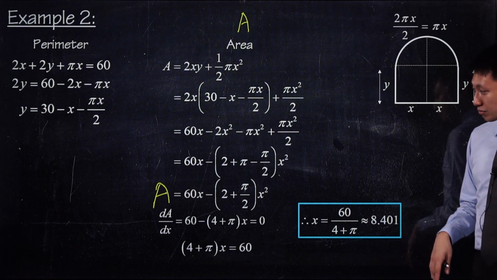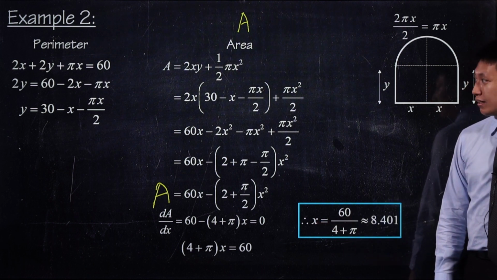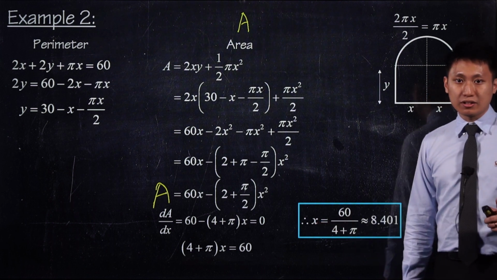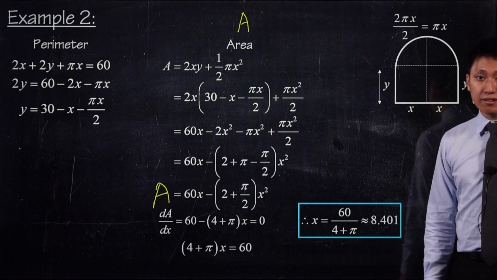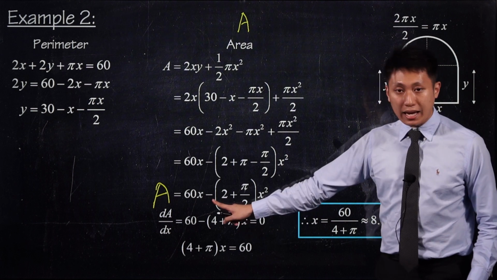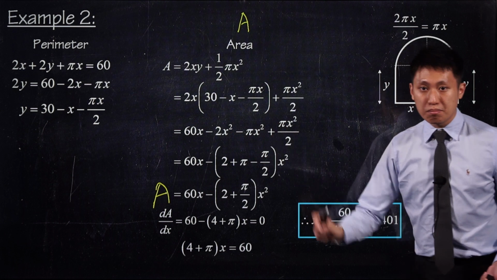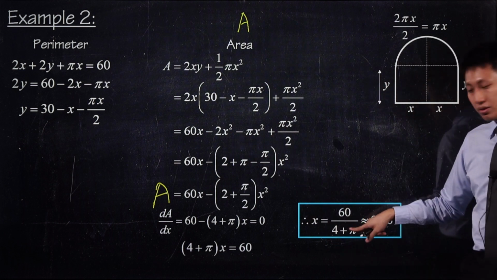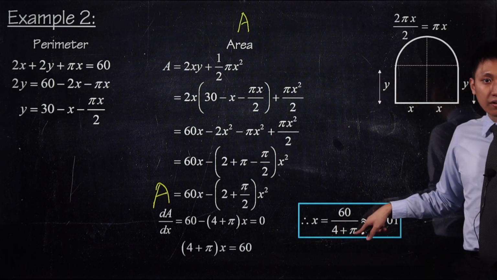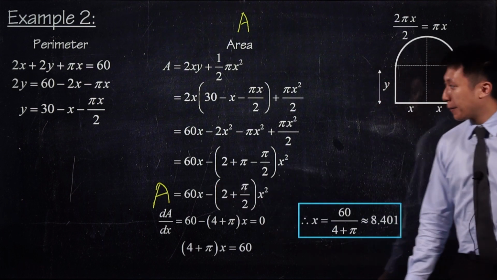All right, so what does it mean? You only find x, right? If you need to find the maximized area, then you have to sub this back into A. The area is maximized when you have x equal to this value. You want to find the maximized A, you substitute this back into A.